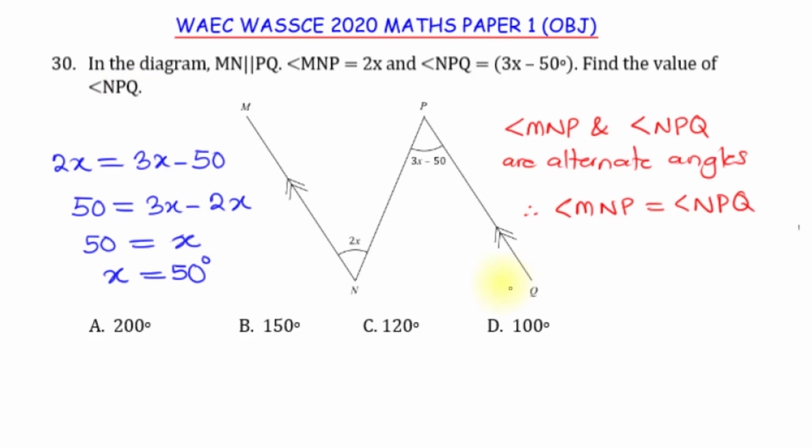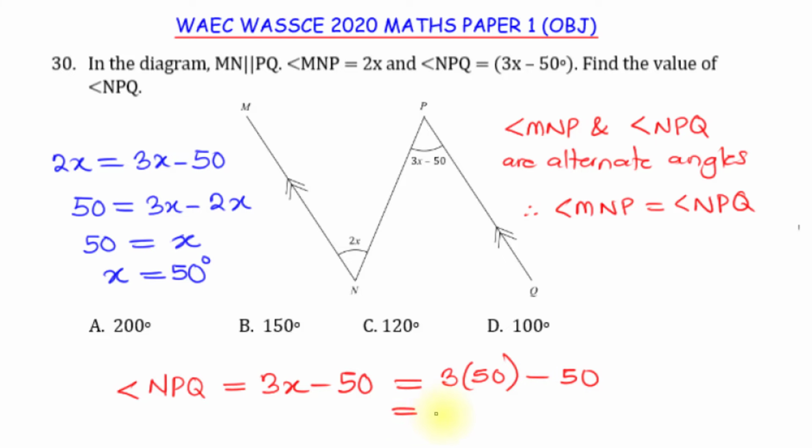So the angle NPQ, that was given as 3x minus 50, will now be, let's substitute the value of x, 3 multiplied by 50, minus 50. 3 times 50 is equal to 150 degrees, minus 50 gives us 100 degrees. So angle NPQ that we're asked to find is 100, and looking at the options, you can see that is option D.